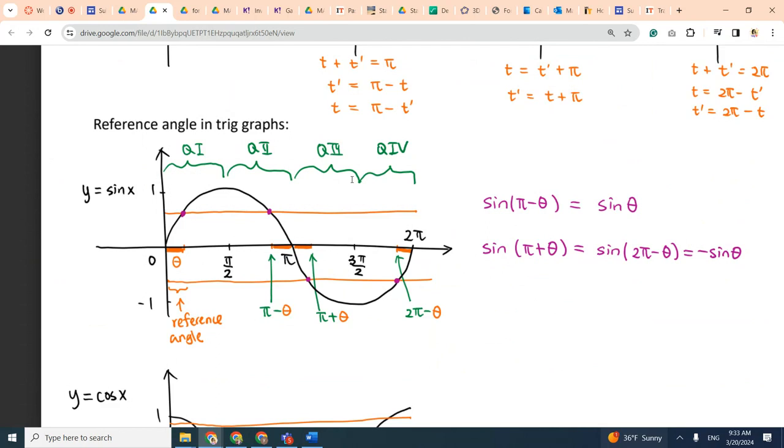Okay, if I say, give me the x values in the second quadrant of root 2 over 2, what do you guess? What's this? 3 pi over 4. Yes, everybody?